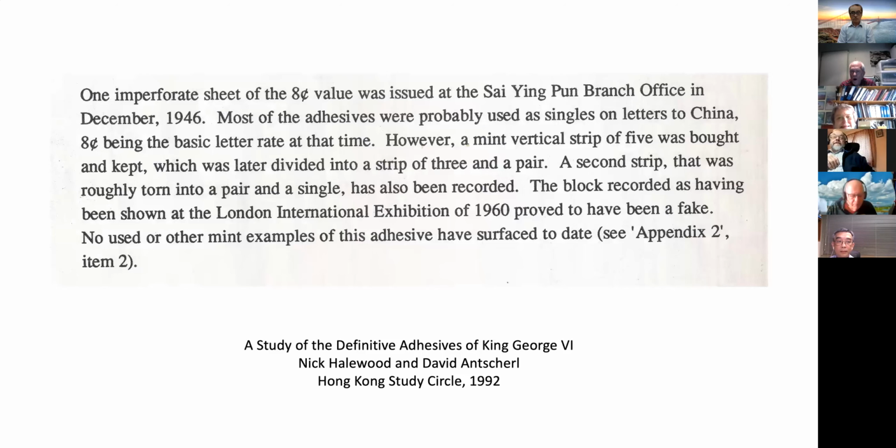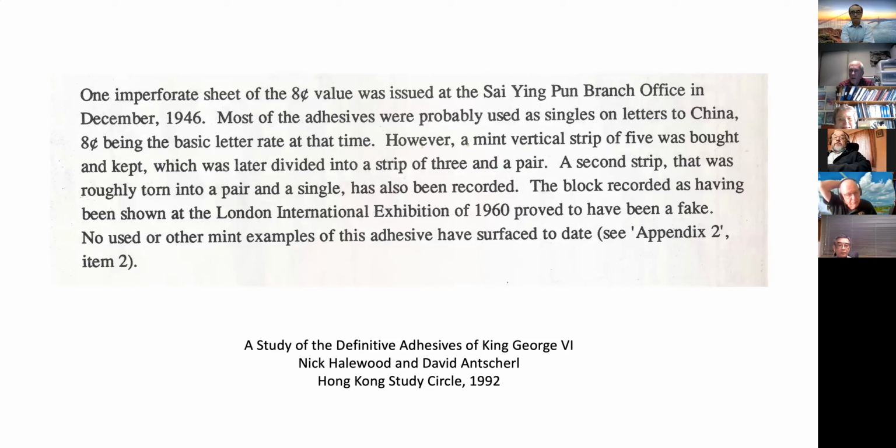So the first one I would talk about is the imperforate 8-cent brown. And in David's and my book on George VI, which is well out of date now, there was what they think just one sheet that was issued at a branch post office in 1946. And most of them were probably used because at that time the 8 cent was the basic letter rate to China, Macau too, I suppose.